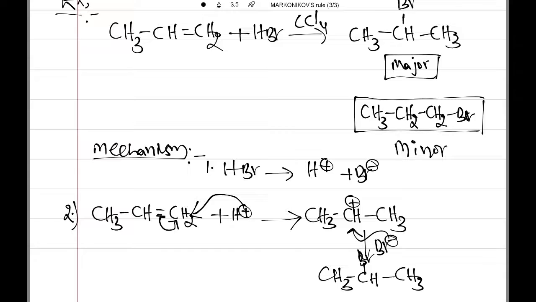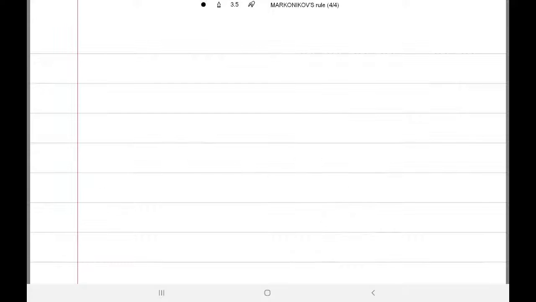After formation of this carbocation, please check the stability of the intermediate. If there is a possibility for rearrangement, you should go through the rearrangement. That type of questions we will solve after that. So next example I am taking.